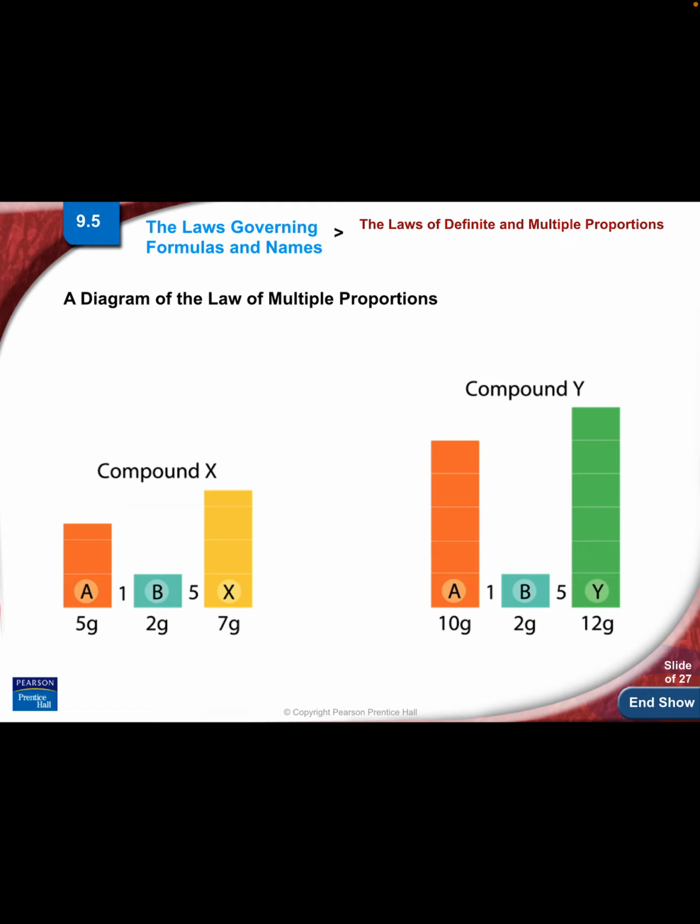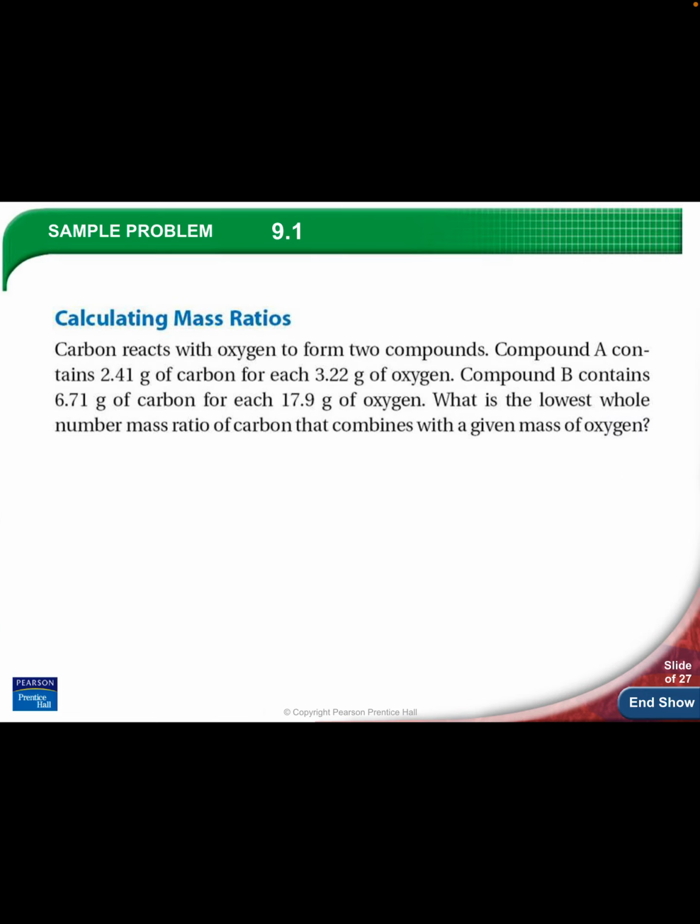We've got the ratio of compound A to B is what? 5 to 2, or 5 to 1. And in the next one, the ratio of A to B is 10 to 2, which is also 5 to 1. But when you add in a third element, it's 7 grams and 12 grams. But again, small whole number ratios. We can treat this mathematically.